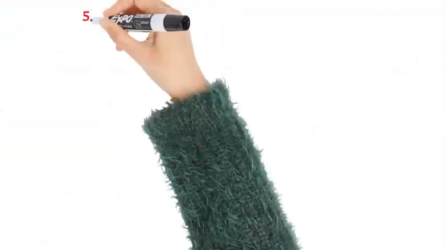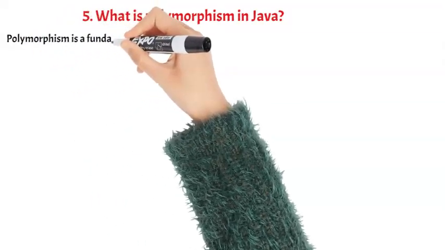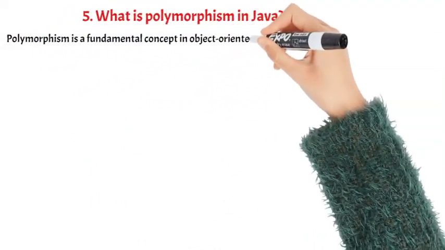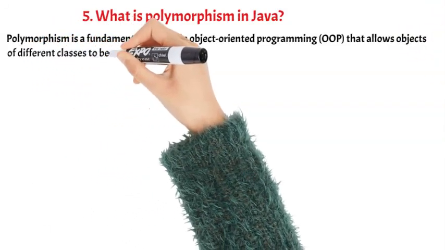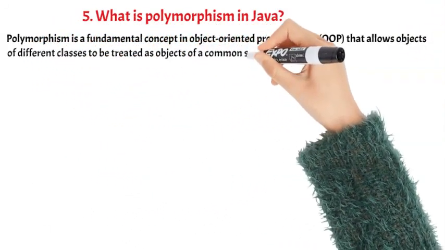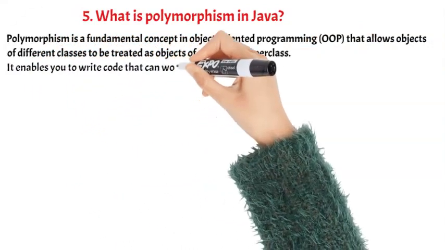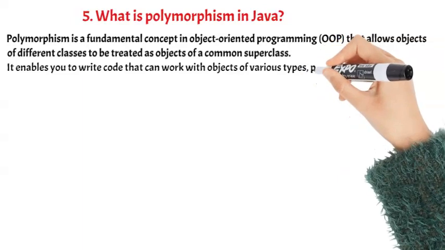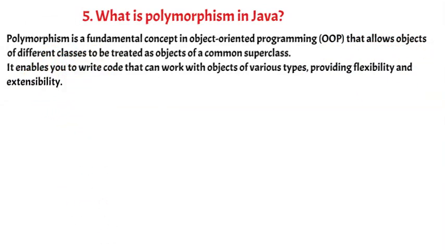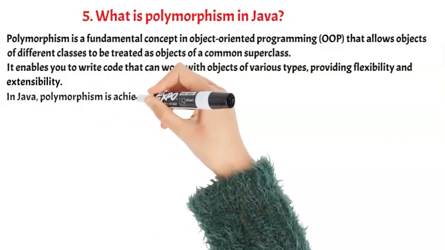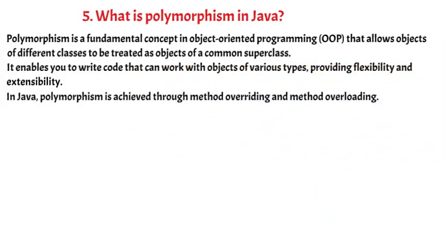5. What is polymorphism in Java? Polymorphism is a fundamental concept in object-oriented programming that allows objects of different classes to be treated as objects of a common superclass. It enables you to write code that can work with objects of various types, providing flexibility and extensibility. In Java, polymorphism is achieved through method overriding and method overloading.